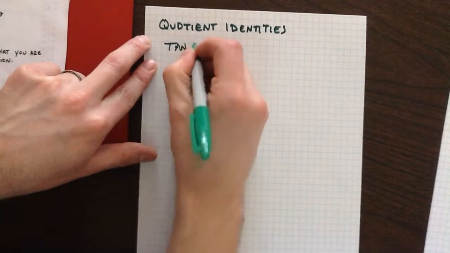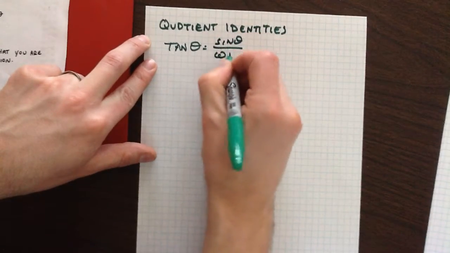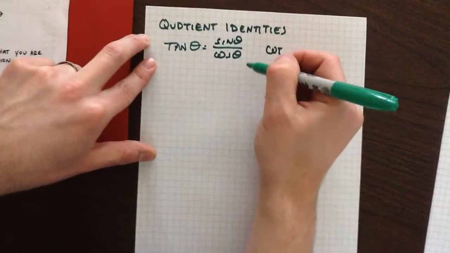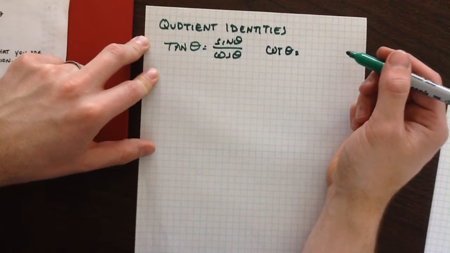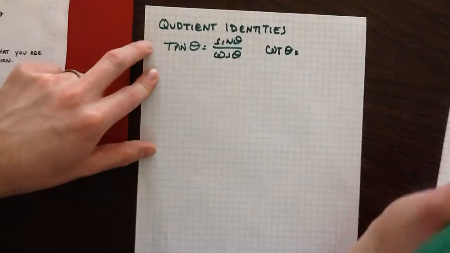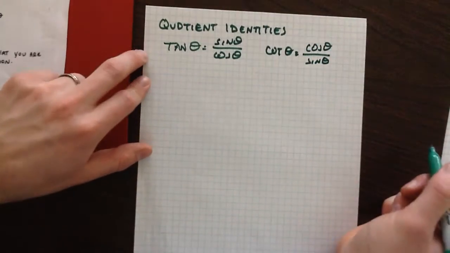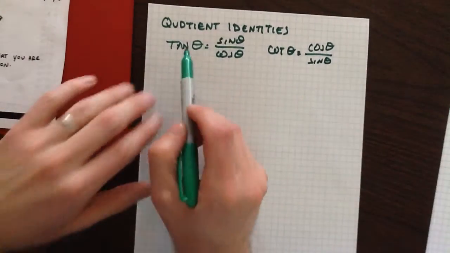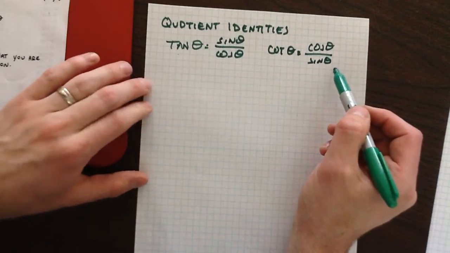We've got tangent. Well, tangent is sine over cosine. We've got cotangent. How do we define cotangent? 1 over tangent. So, in terms of sine and cosine, that is cosine divided by sine. So it's a quotient identity because we've got this division in here. Whenever we see this, it's exactly the same as this. Whenever we've got this, it's exactly the same as what we have here.